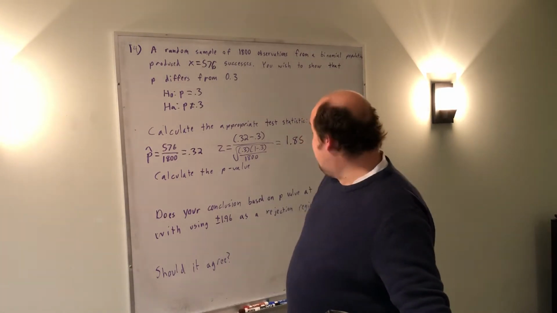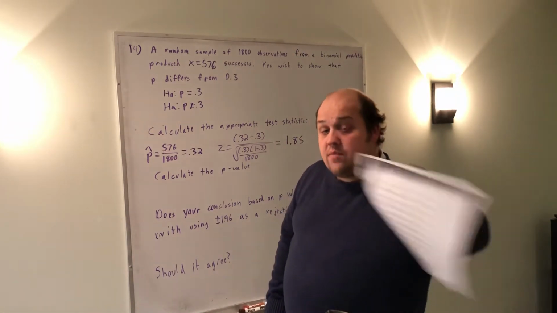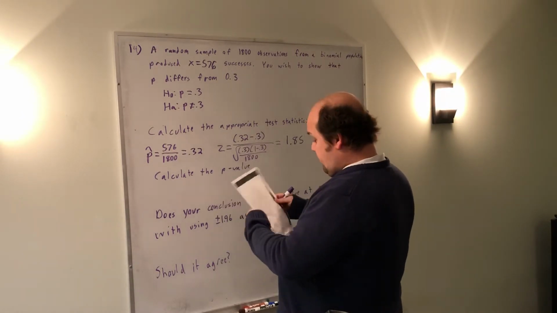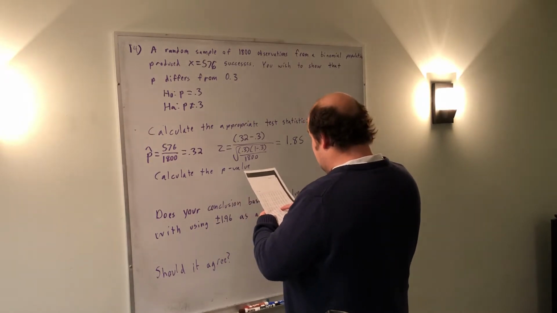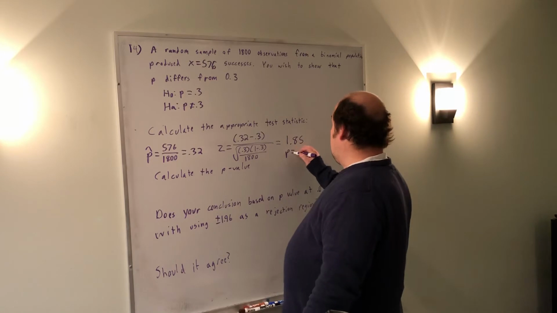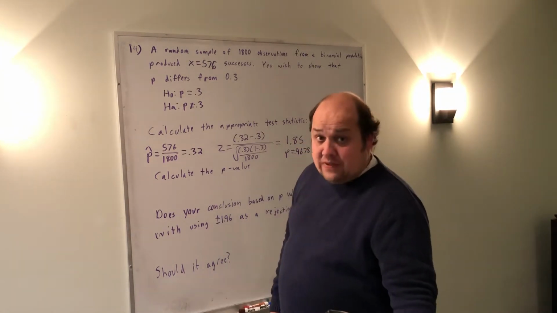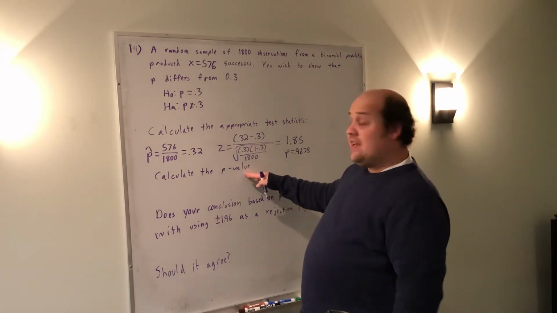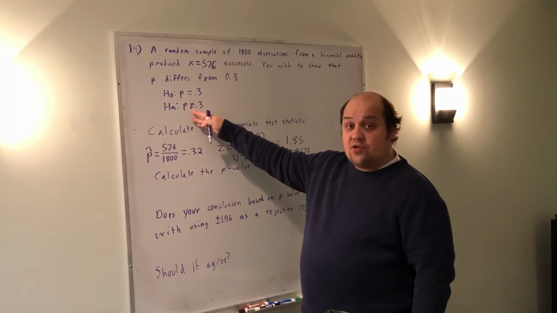That 1.85 now gets converted to a p-value. So I go onto my sheet, I look on the positive side for 1.85. 1.85 takes me to a p-value of 0.9678. It's now time to look back at the alternative hypothesis. When it says to calculate the test p-value, I need to base it off this alternative.